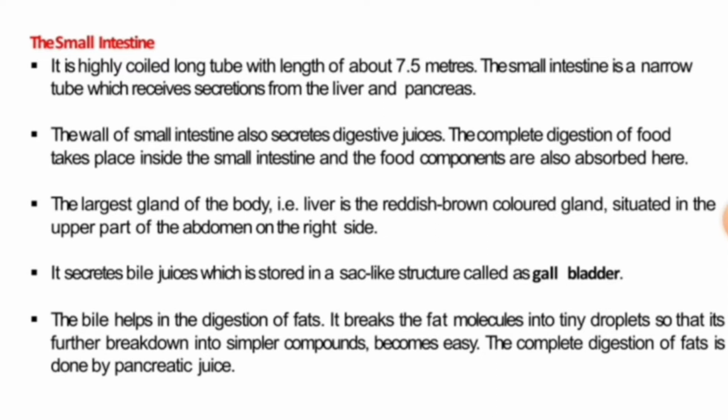The largest gland of the body, the liver, is a reddish brown colored gland situated in the upper part of the abdomen on the right side. It secretes bile juice which is stored in a sac-like structure called the gallbladder. The bile helps in the digestion of fats. It breaks the fat molecules into tiny droplets so that further breakdown into simpler compounds becomes easy. The complete digestion of fats is done by pancreatic juice.